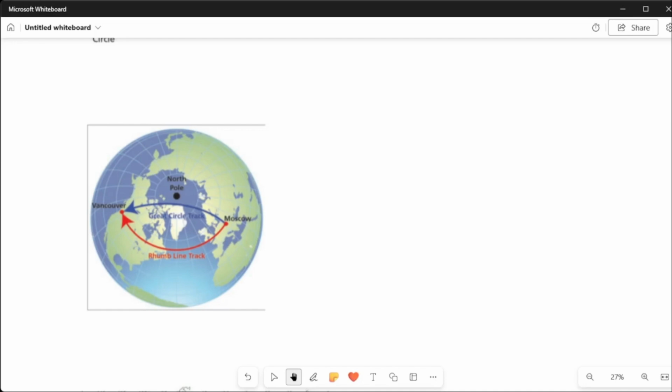Now, if we come to the great circle track, on the surface of the Earth, a rhumb line will look curved, and a great circle track will also be curved, but it will be concave to the rhumb line. The rhumb line will be closer to the equator, and the great circle track will be closer to the pole.